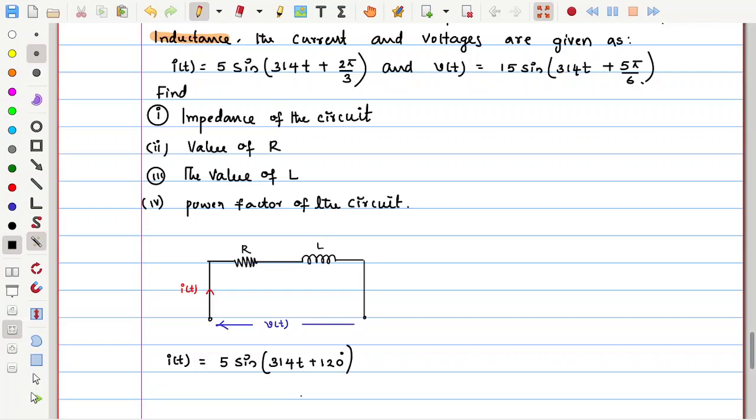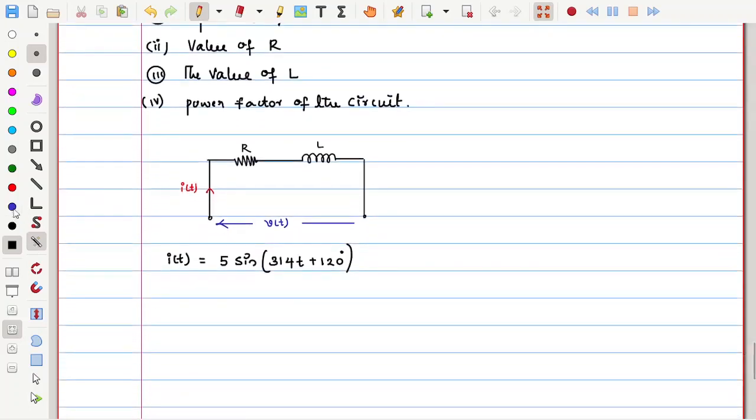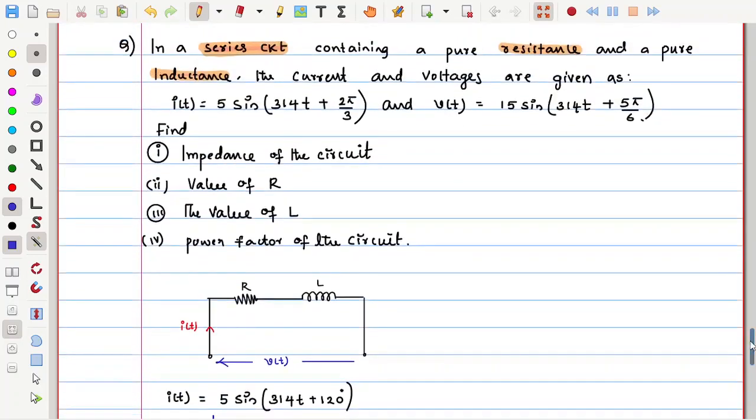Okay. Now, can I express this current immediately into phasor form? As like this, I bar is equal to magnitude. Which magnitude? RMS value. How much is the RMS value? 5 by root 2 at an angle of 120. Is this clear?